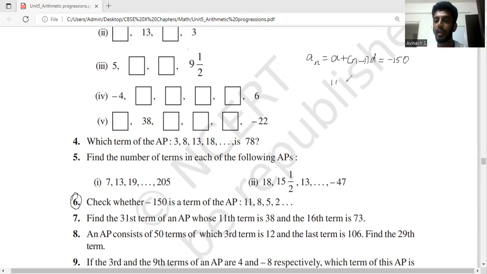And then we know the value of a, which is 11, which is the first term. And we are supposed to find n. And then the common difference is nothing but minus 3. And when we substitute all of this, we get something like this.